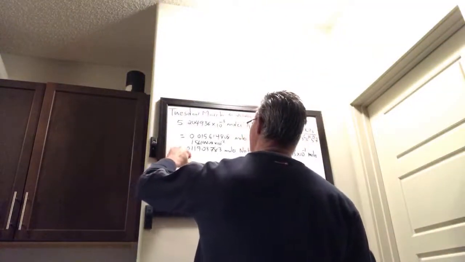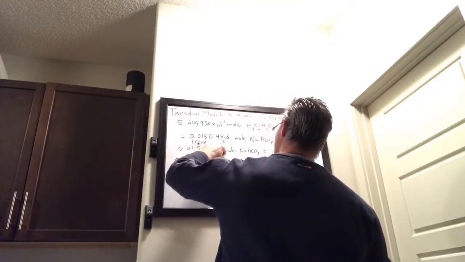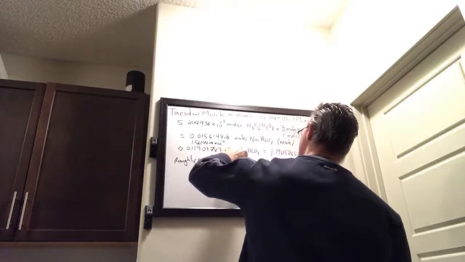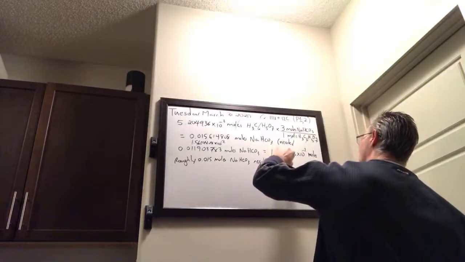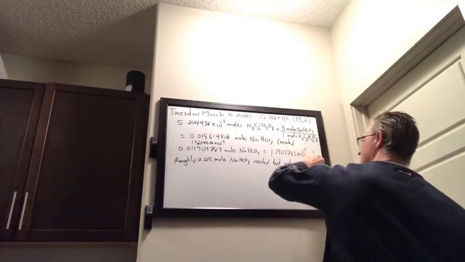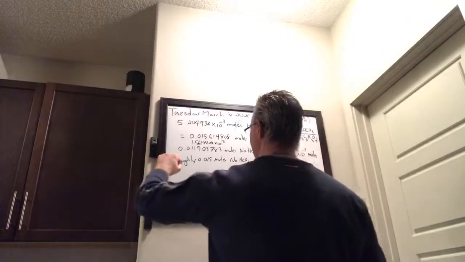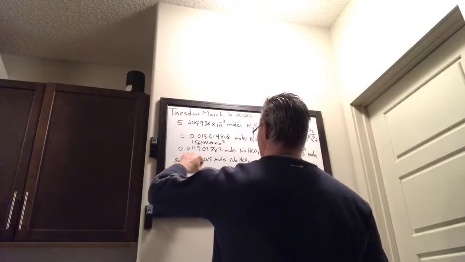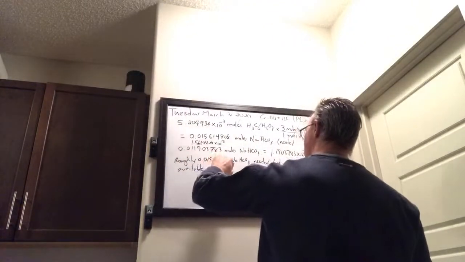What I wrote in the answers is roughly 0.015 moles of sodium bicarbonate is needed, but only 0.011 is available, so it's going to run out. The NaHCO3 is limiting.